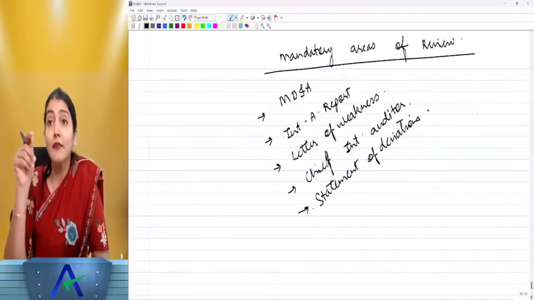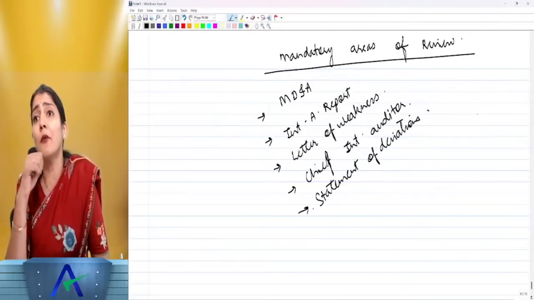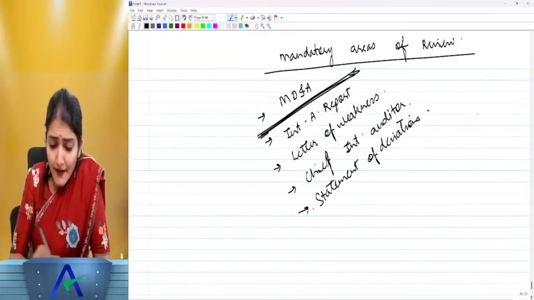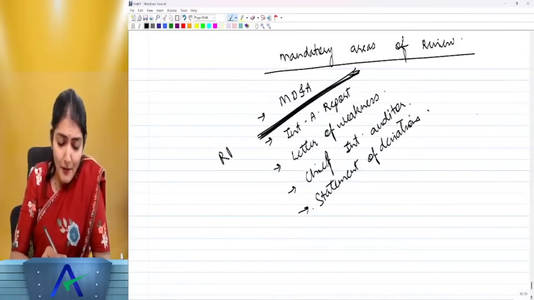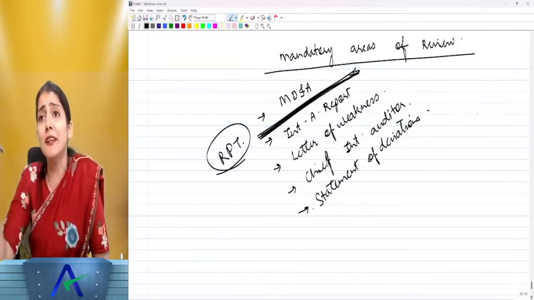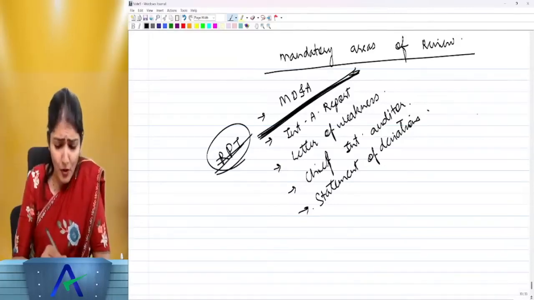Okay. Right, a related party is deleted. That is what I wanted to check. That is a change, right? The second point in the mandatory areas of review of the audit committee, the statement of significant related party transactions, that point has been deleted. And that point is not there.